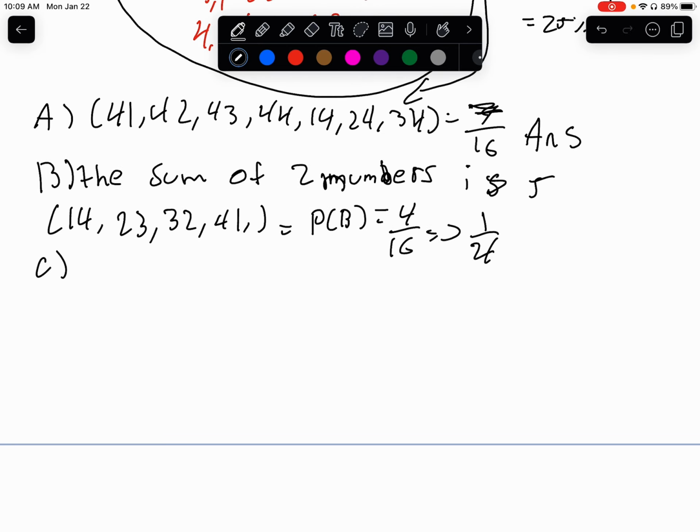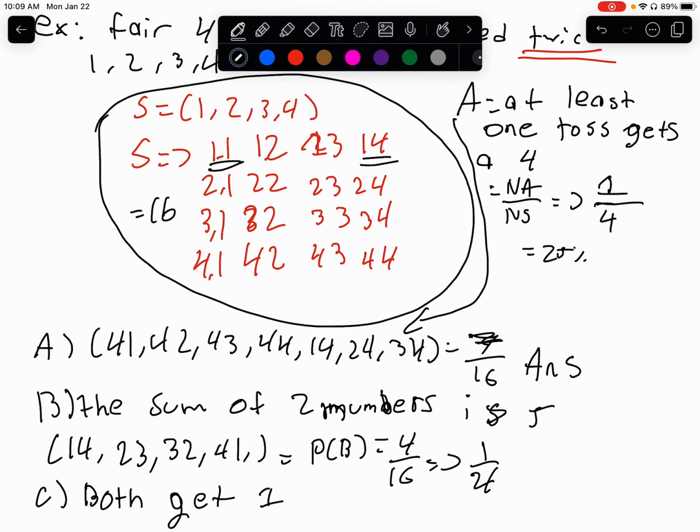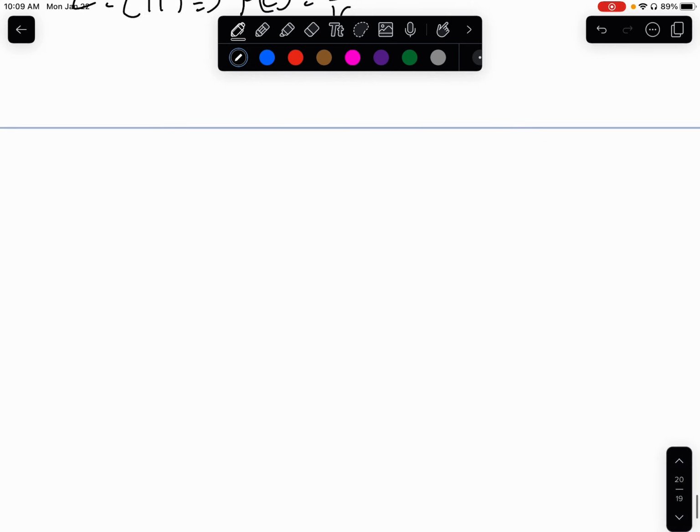Last one is both get a 1. So only one outcome has both getting 1, which is this. So C is 1, 1. So the probability of this occurring is 1 over 16. Pretty simple. All right, as we move on, we're going through one last example.